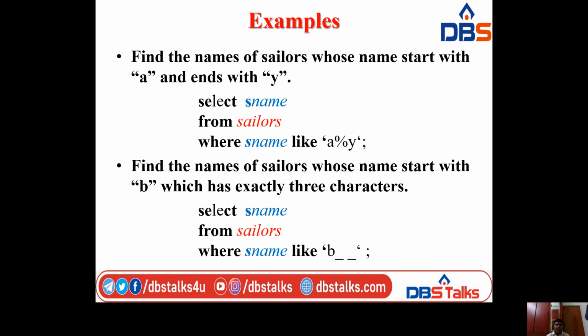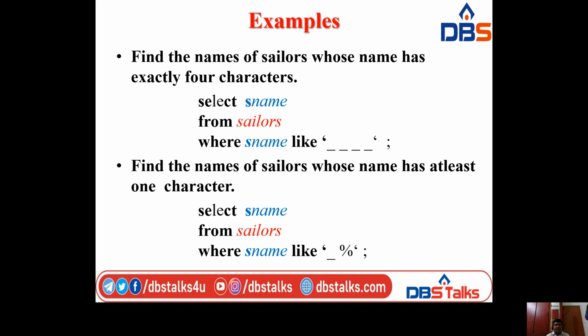Now here we are taking B and then any two characters. It starts with B, followed by any other two characters. Exactly three characters, starting with B. Now coming to the next one: find the names of sailors whose name has exactly four characters. Here we are simply taking four underscore symbols within the single quotes.